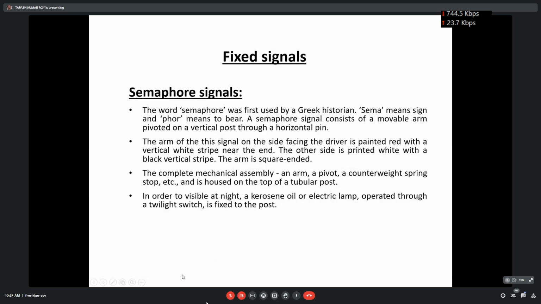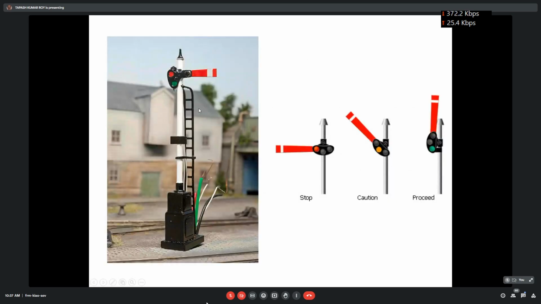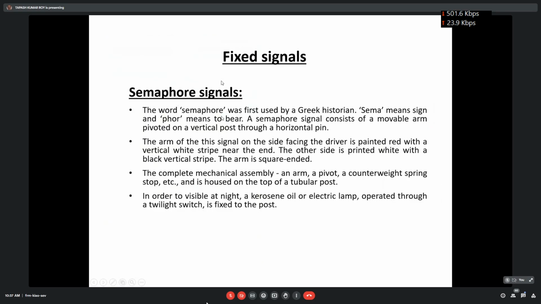Now to discuss the semaphore signal under this fixed signal that you have seen somewhere. Just this is the semaphore signal. You have seen this type of signal at various locations. This word semaphore was used by the Greek historian. Sema means sign and phore means bearer.